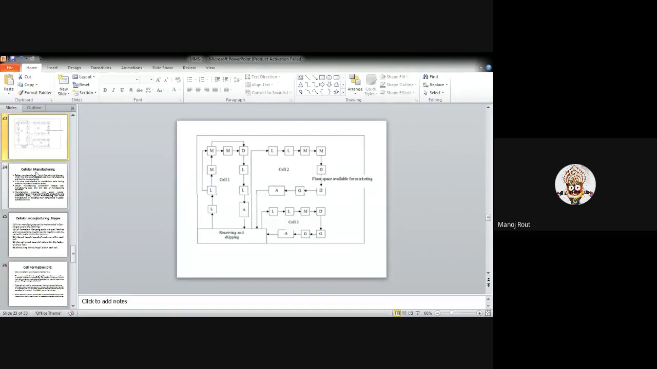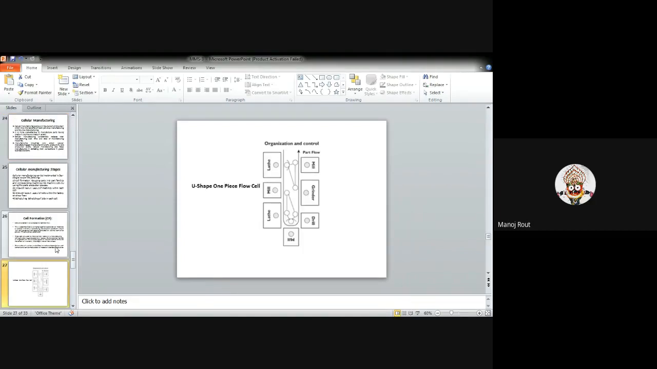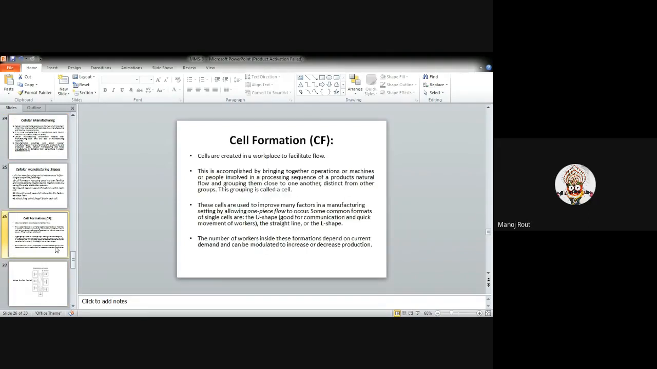These cells are also used to improve many factors in a manufacturing setting by allowing one-piece flow to occur. Some common formats of a single cell are the U-shape for good communication and quick movement of workers, then straight lines, as you see in the product layout, or you can use an L shape also. I will show the U-shape for good communication and quick movement of workers.